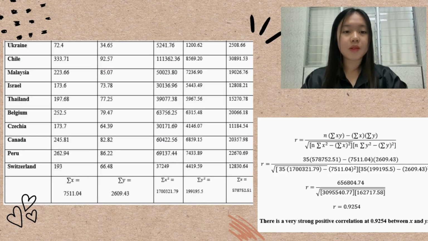Next, for the Pearson product moment correlation coefficient, we use this formula to find the correlation, and the result that we got is a very strong positive correlation at 0.9254 between X and Y.